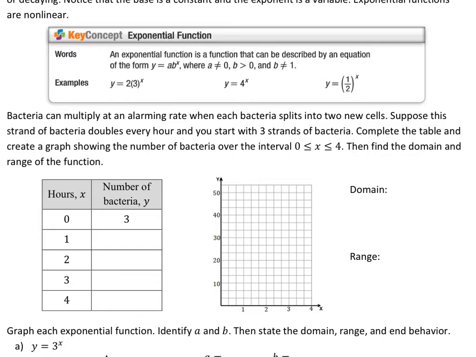So here are three examples. Y equals 2 times 3 to the x power. A would be 2, and b would be 3. Y equals 4 to the x power. A would be 1, b would be 4. And the third one, y equals 1/2 to the x power. A would be 1, and b would be 1/2. Notice the variable, the thing that is unknown, is always the exponent, because it's exponential.